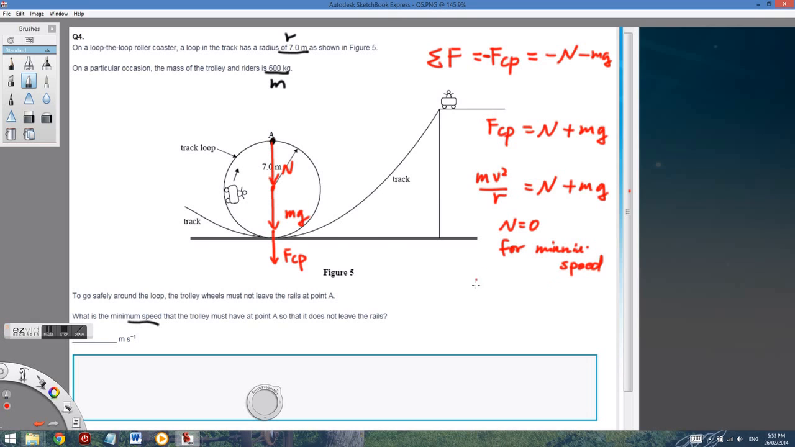Then use your equations. So you have your normal force of 0, mg cancels out, and v equals the square root of rg, the same equation we had. Put down the values: radius will be 7, gravity will be 10. Use your calculator to find the answer. Remember, your answer should be in 2 significant figures.